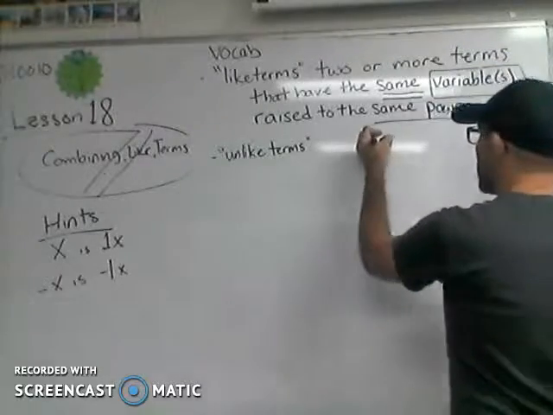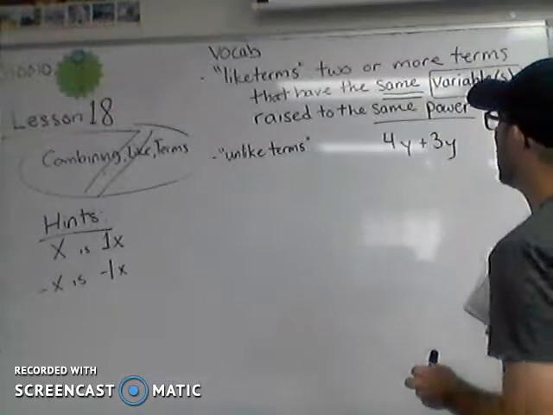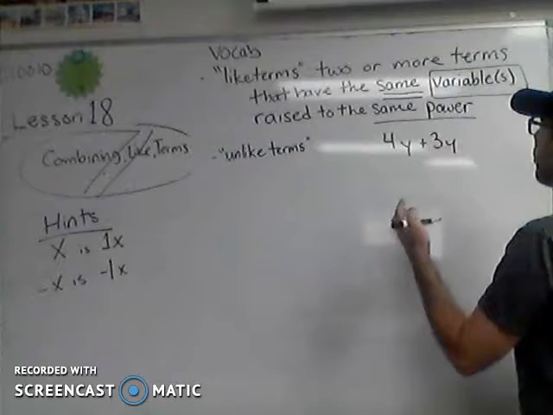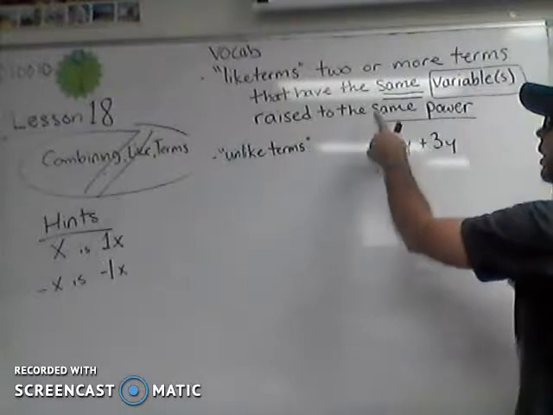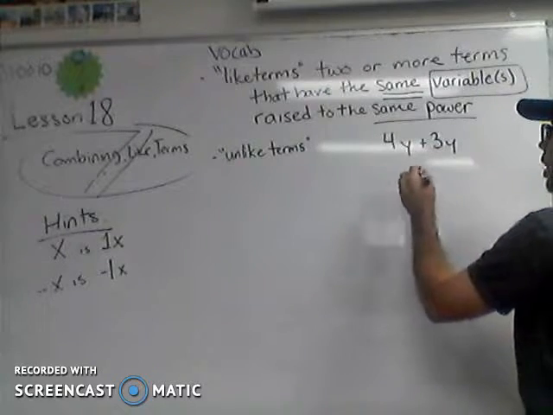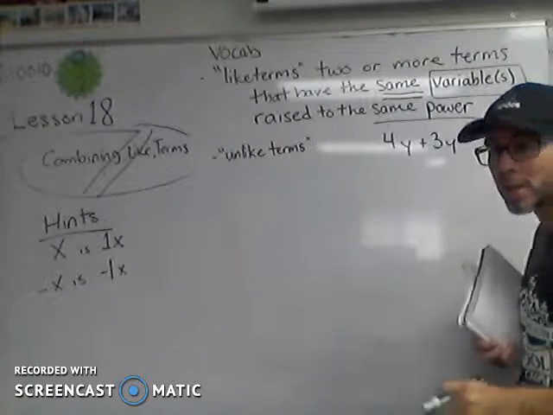Let me give you an example of that. You could have 4y and 3y. Same variable, y, though I write them differently. Raised to the same power. This is y to the 1, and that is y to the 1. Coefficients in the front don't really matter for determining whether these are like terms.